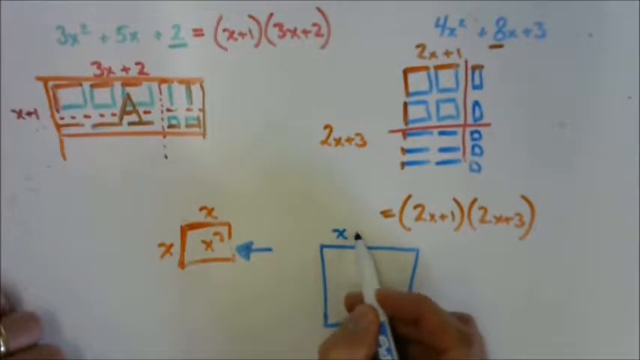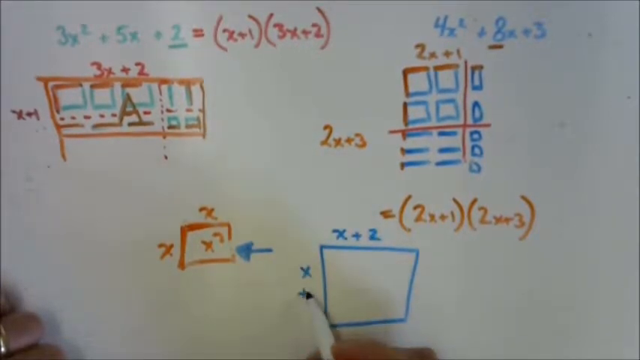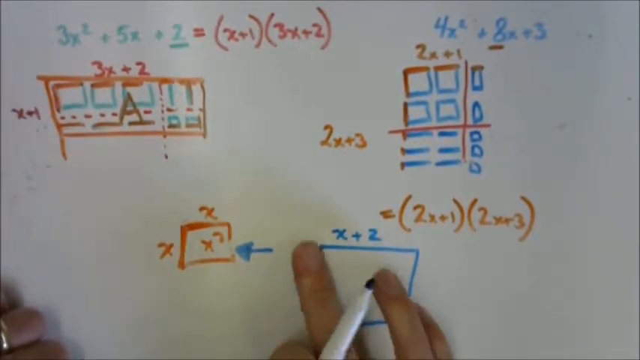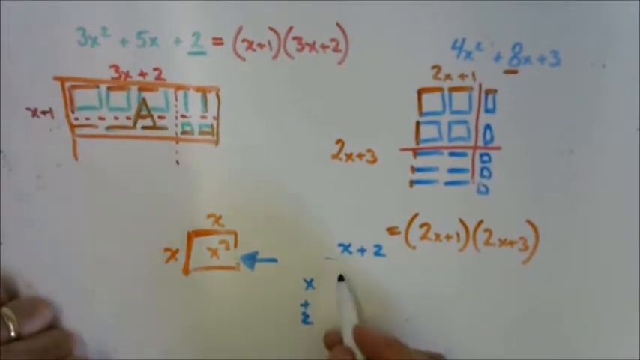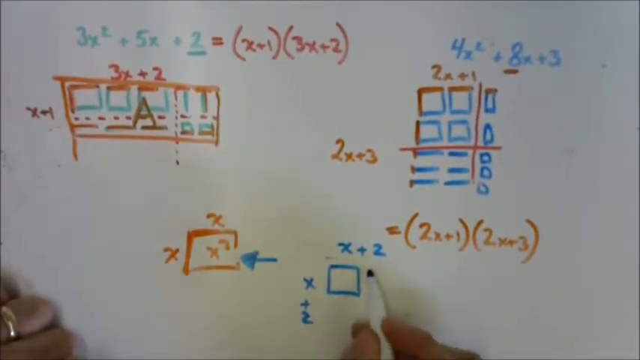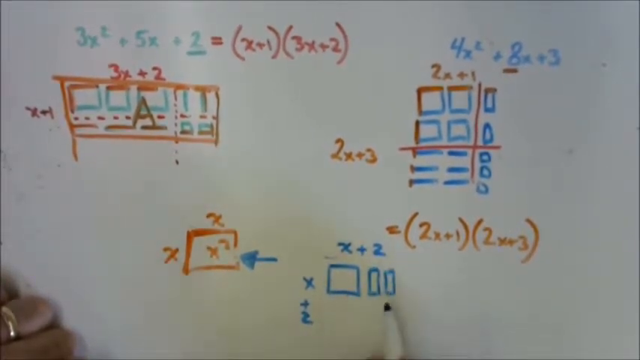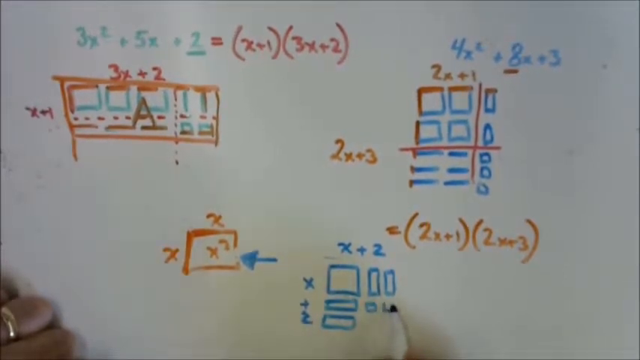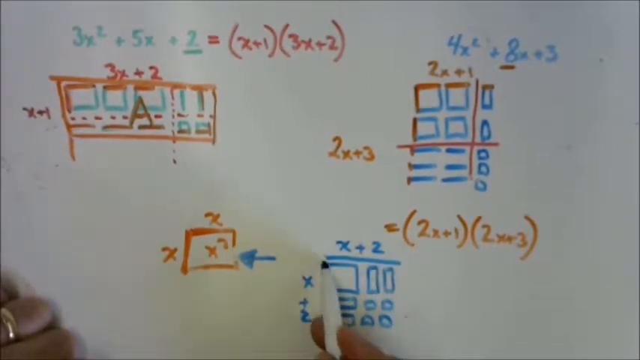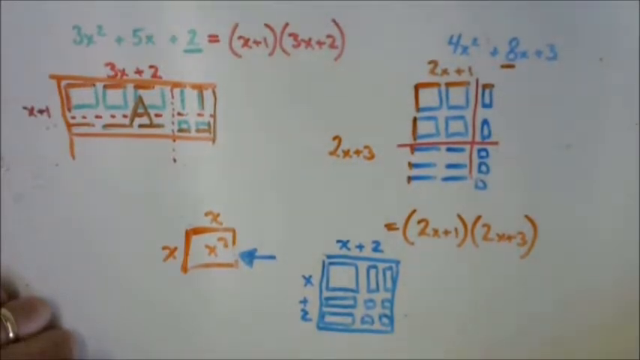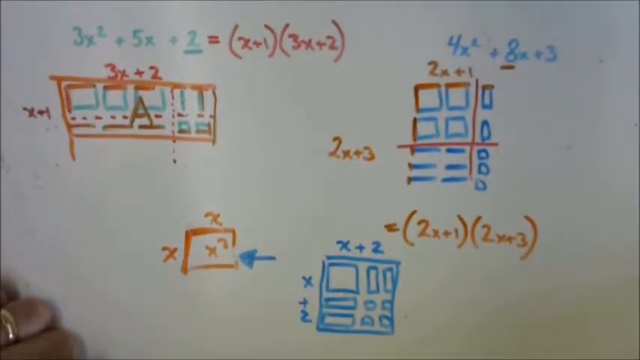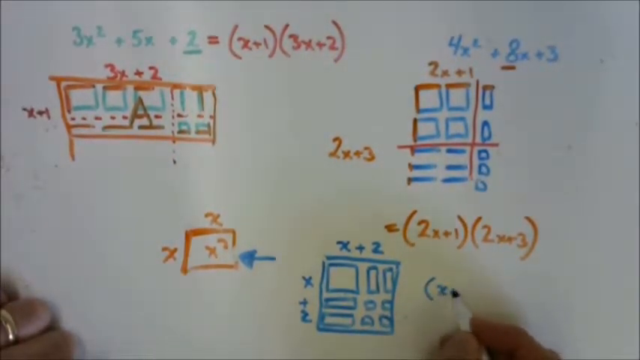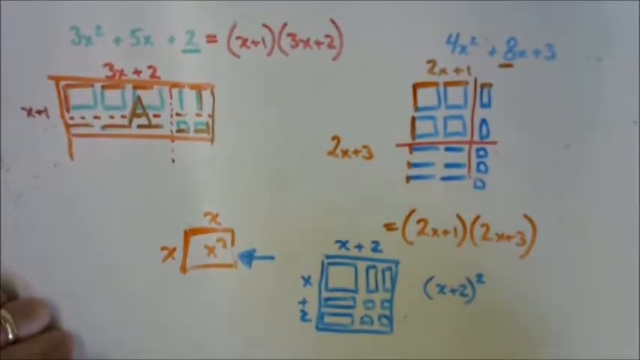So if you had, let's say, x plus 2 and x plus 2, okay? That would give you x squared plus 4x plus 4. Where this dimension is x plus 2 and this dimension is x plus 2, and the product is a perfect square. So it's only if the factors are the same. Only if you're working with a binomial squared.